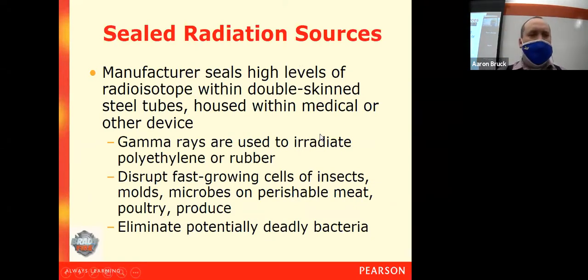Okay, so let's get a little bit deeper into some of the protections that we will use and take for dealing with radiation and radioactive materials. So from a manufacturing standpoint, when we have radiation sources that are being shipped or transported, moved around in any kind of way, the manufacturer of the radioactive material seals them in a double-skinned steel tube. And that is usually housed within some kind of a medical device or other kind of protection.